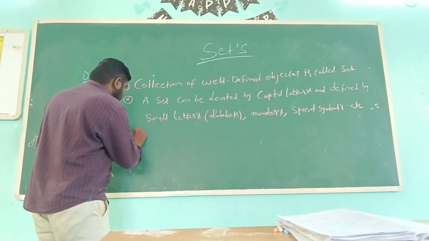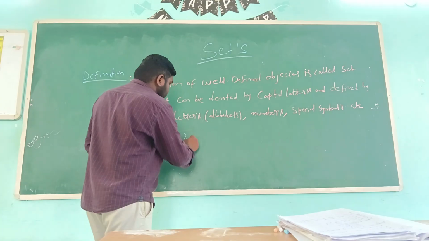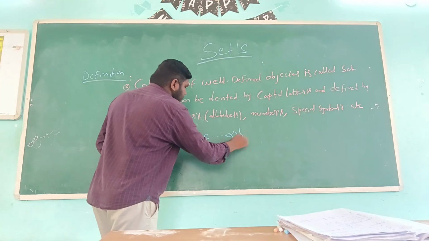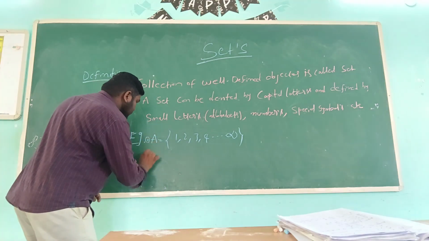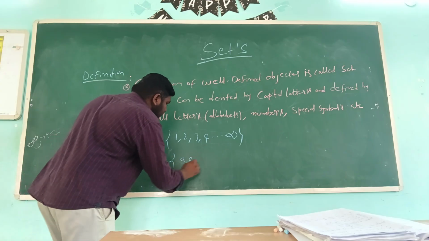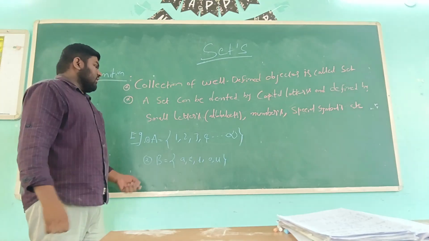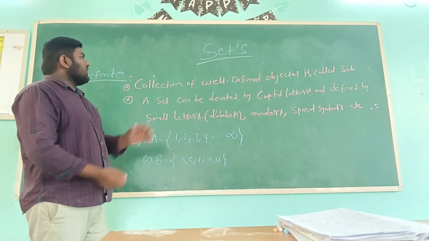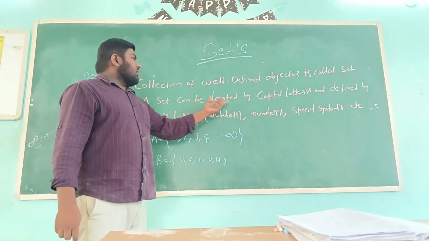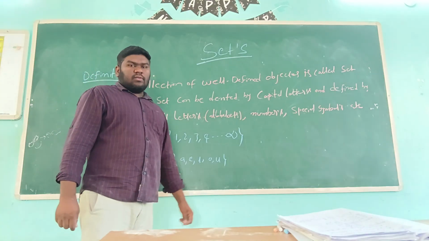See, example of set. A is equal to 1, 2, 3, 4, and so on, to infinity. Understood? And one more example: B is equal to A, E, I, O, U. This is one more different example of a set. This is called a set: collection of well-defined objects. And a set can be denoted by capital letters and defined by small letters, numbers, special symbols, etc.